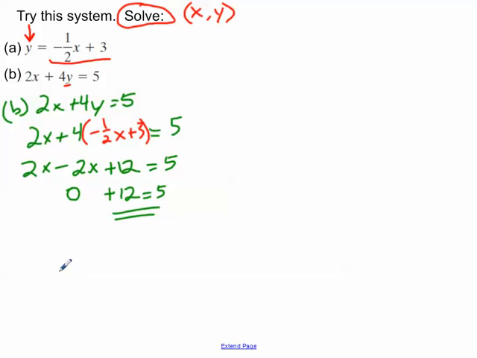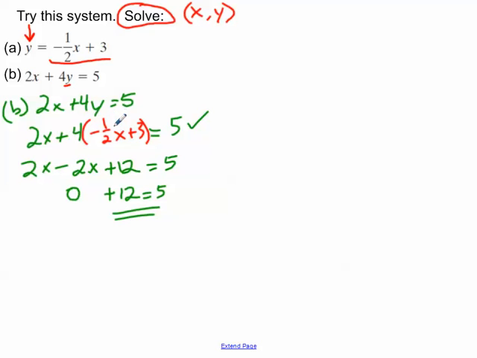Look, I think what we need to do is probably just go back and double check. Did I do this right? 2x plus 4y equals 5. There's my green. And I'm substituting in my y. Y equals negative 1/2 plus 3 goes right in here. 2x plus 4 times y equals 5. All right, well, I did that correctly. So that one's all right.